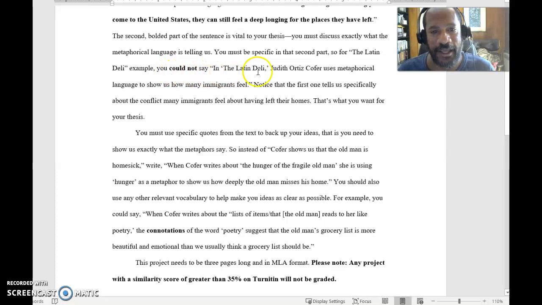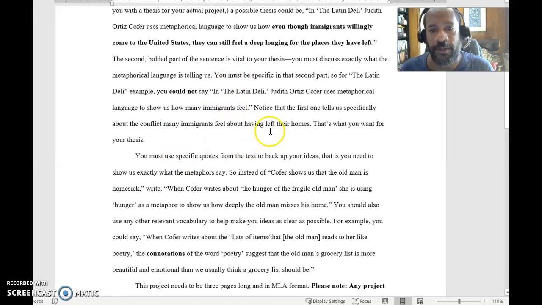In "Latin Deli," Judith Ortiz Cofer uses metaphorical language to show us how many immigrants feel. Notice that the first one tells us specifically about the conflicts many immigrants feel about losing their homes. That is, even though they willingly came to the United States, they can still feel a deep longing for the place that they have left. But this other one that I have here simply says it shows us how they feel. That's general. I don't know what that is.